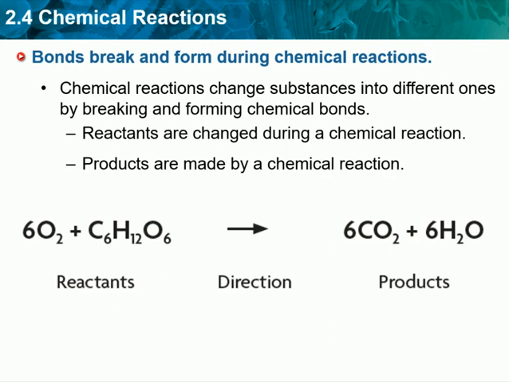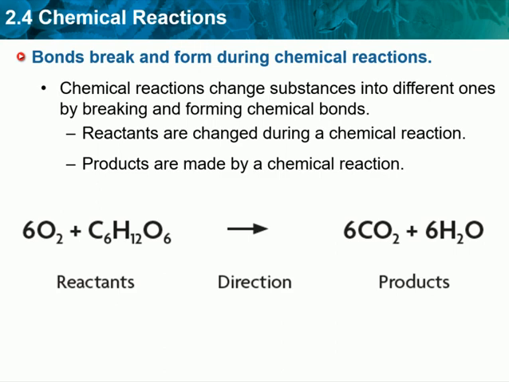Reactants are the substances changed during a chemical reaction. Carbon dioxide and water are the products. Products are the substances made by a chemical reaction. Chemical equations are used to show what happens during a chemical reaction.